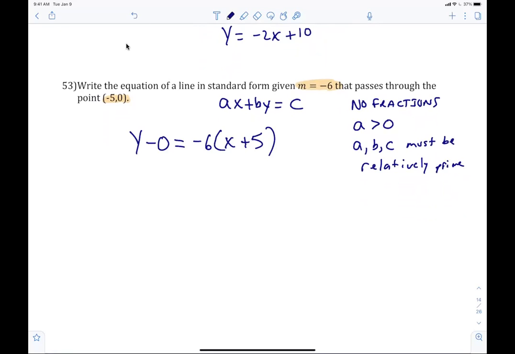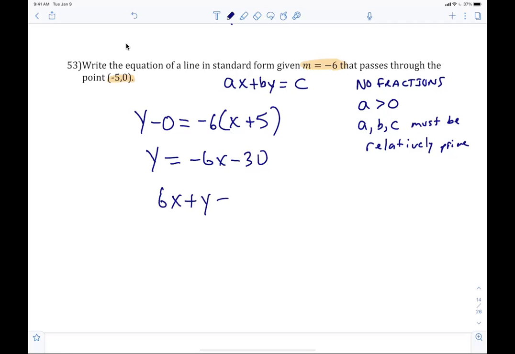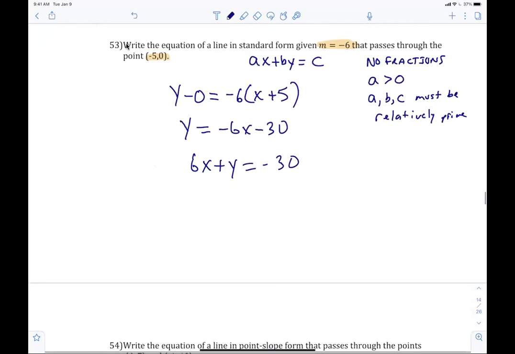Now, do we really need the y minus 0? So now let's put it in standard form. Y equals what? Yep, y equals negative 6x minus 30. Now we want the x to be positive, right? So my final answer here is 6x plus y equals negative 30. Really simple. All right, any issues with that? All right, carry on.